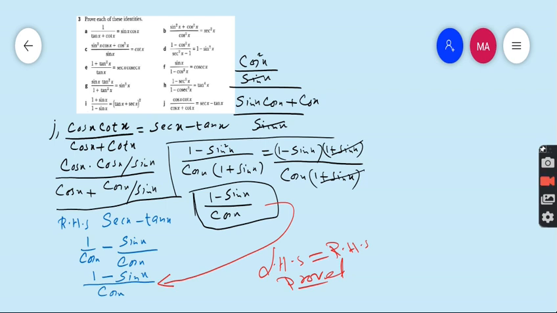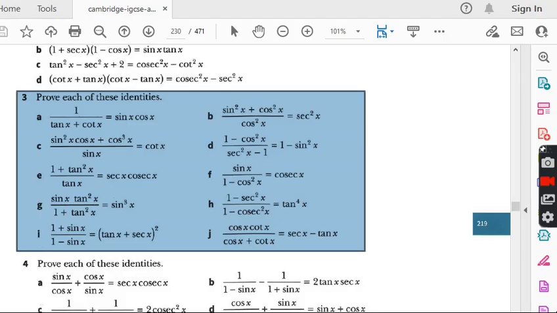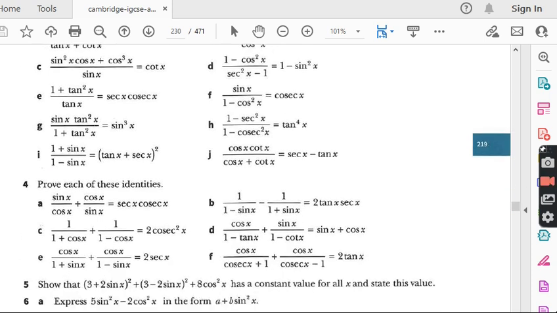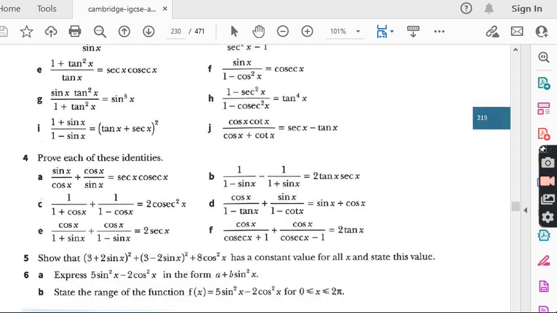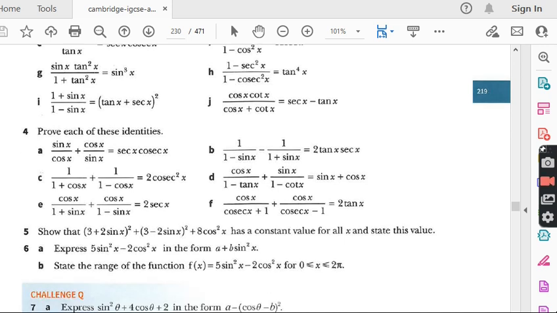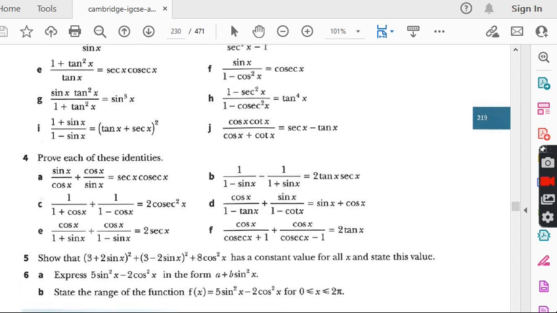What next? Question number 4. No issue. I will do question number 4 and question number 5, very easy. Question number 6 is also very easy. So I will try to finish the whole exercise, all remaining questions, in the next lecture. So this is what we have done in today's class.